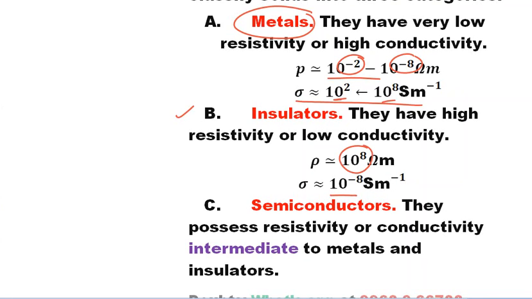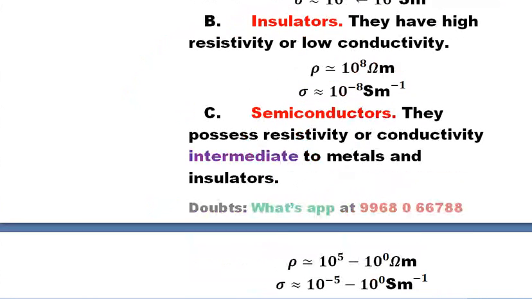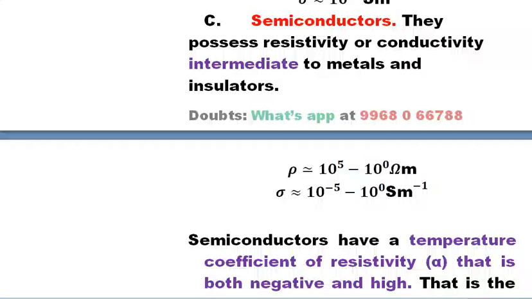In between metals and insulators, semiconductors come. Their conductivity is more than insulators but less than metals. They are very useful to control potential or currents on behalf of charge carriers. The conductivity of semiconductors is between 10 to power minus 5 to 10 to power 0 Siemens per meter, just as the resistivity belongs to the order 5 to 0 ohm meter.